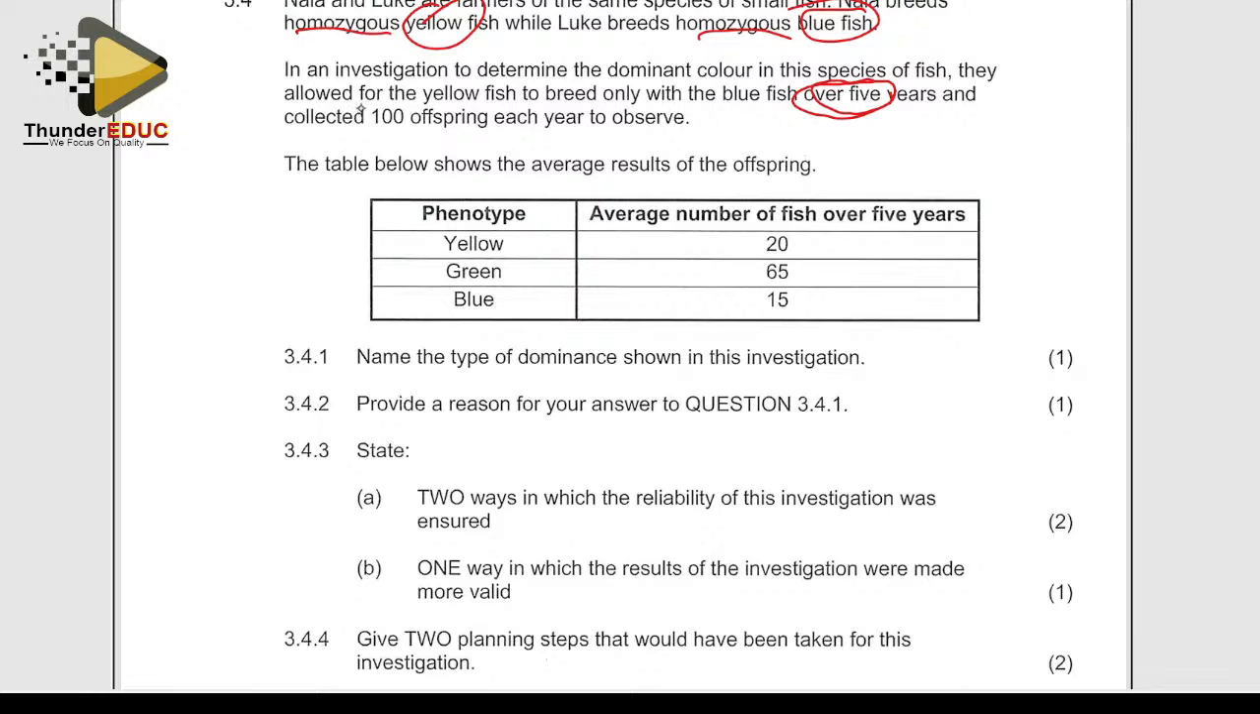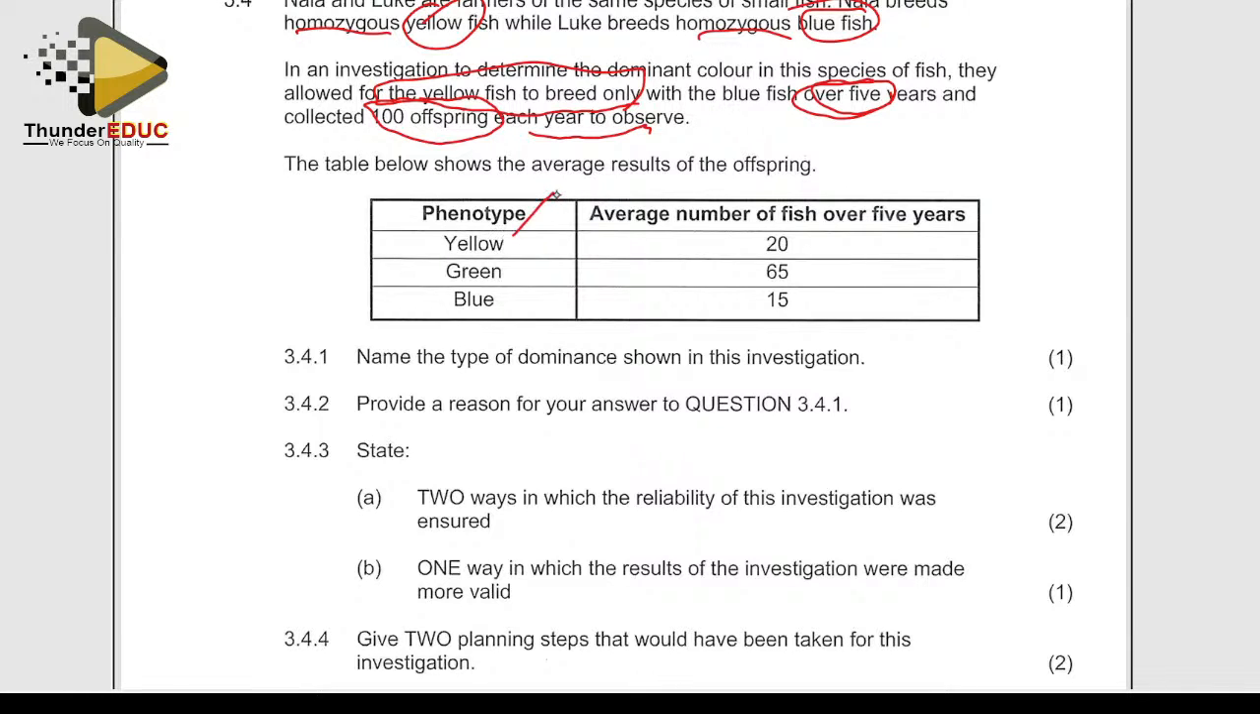And collect 100 species each year. This is another key point. They say they allowed yellow and blue only. So it's another key point. Okay. Name the type of dominancy which is indicated there.